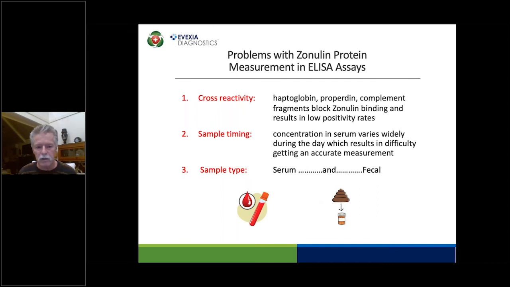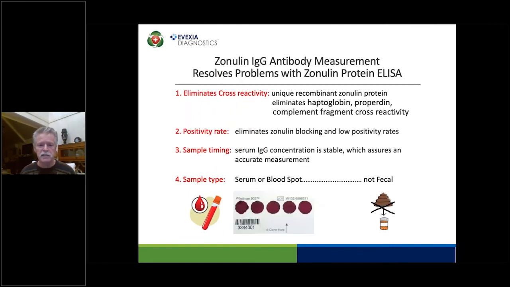One of the biggest problems though is sample timing. Concentration of Zonulin in serum varies widely during the day, which results in difficulty even getting an accurate measurement. In fact, in one paper, the level of Zonulin can go from positive to negative in as little as 4 minutes. So that presents a challenge for a phlebotomist to get the right moment when you can actually measure the molecule. So sample timing is a huge issue. And traditionally, the sample type has been serum, or they use fecal sample as well.